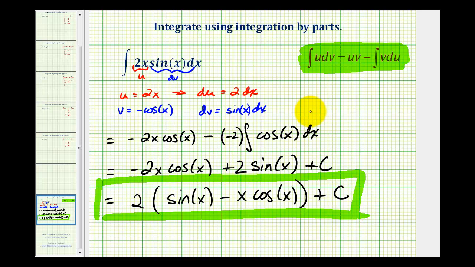In the last example, we'll take a look at using integration by parts twice to determine an antiderivative.